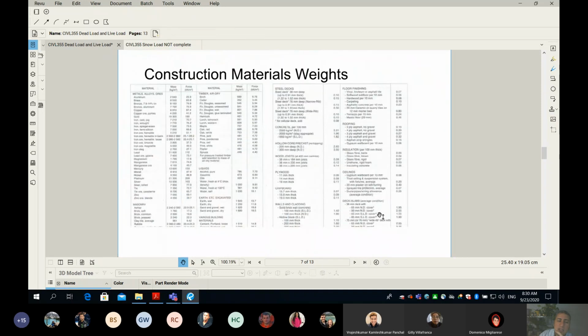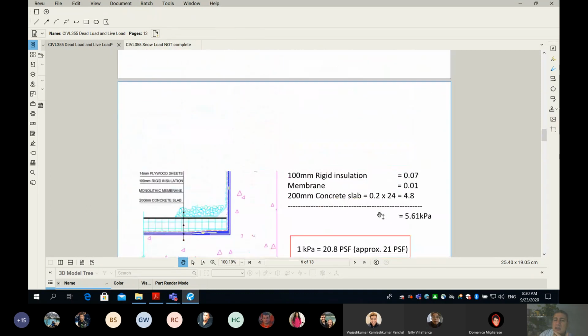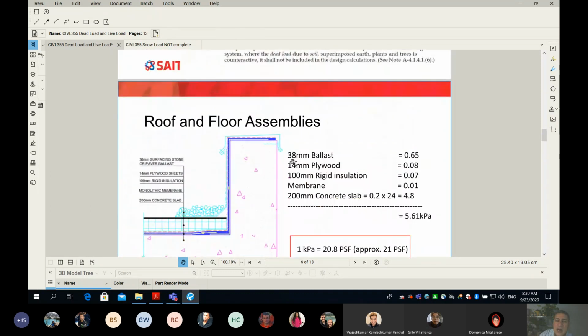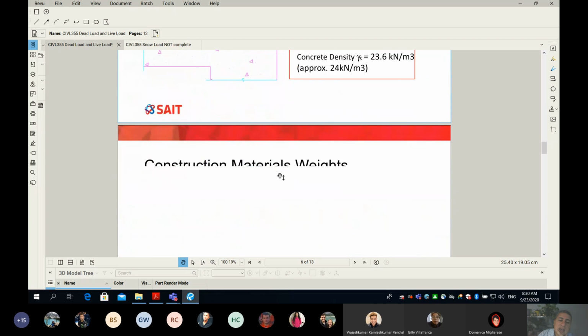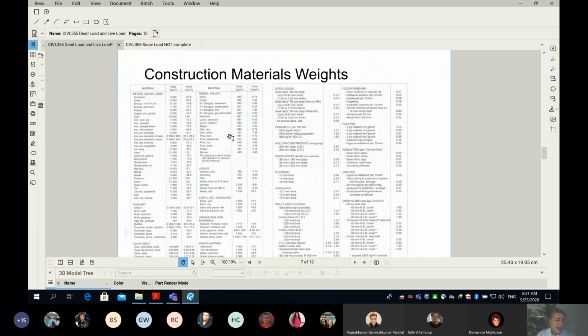Now, let's go back to your question. How do we, for example, find the weight of the ballast, the 14 millimeter plywood, or the 100 millimeter rigid insulation and membrane? This one I'm going to go into in detail, as we have a special slide for it. However, for those ones here, how can we find them? Here we go, the answer is here. Probably I need to zoom in.